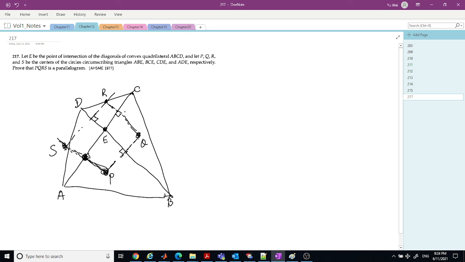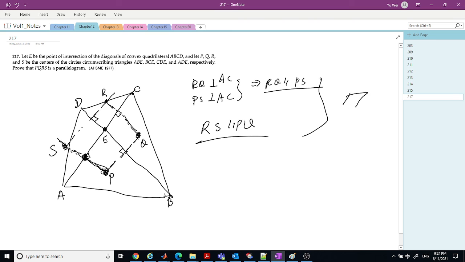So now what you can see is RQ is perpendicular to AC and the PS is perpendicular to AC. You must know RQ is parallel to PS, right? And similarly, you can see the RS is parallel to PQ. Then this is a parallelogram, right?